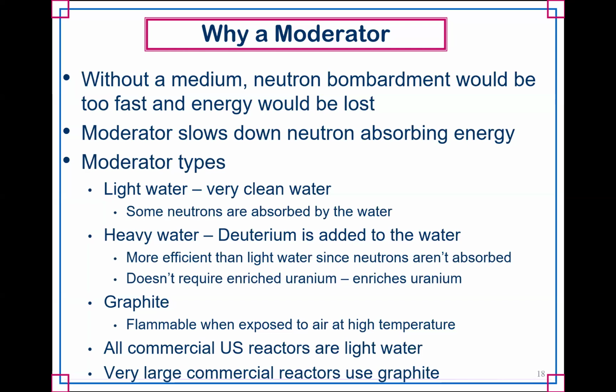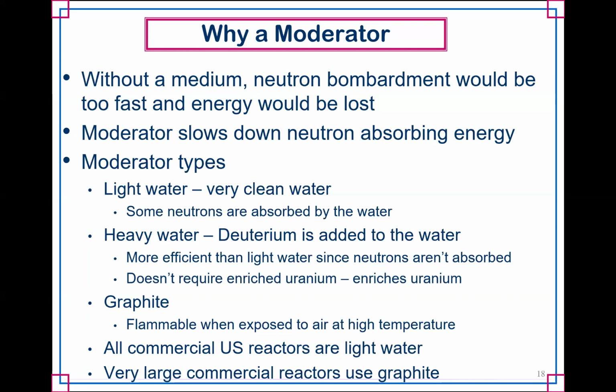We in the US use light water, which is very, very clean water with some boron added in to help it. And the neutrons are just absorbed by the water, no problem. In Canada, they use heavy water reactors where they use deuterium to make it a more efficient process. And with the deuterium, the neutrons aren't absorbed by the water. So you get more energy out that you can convert to electricity than in a light water reactor.